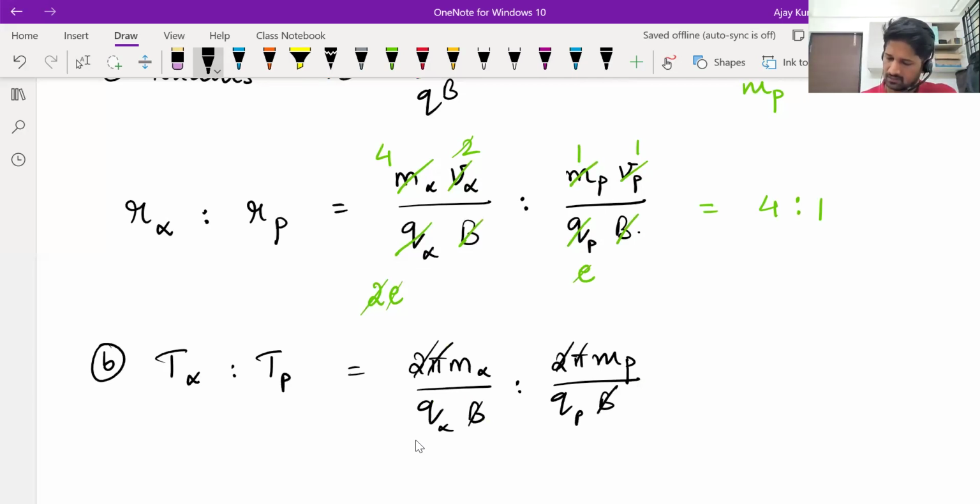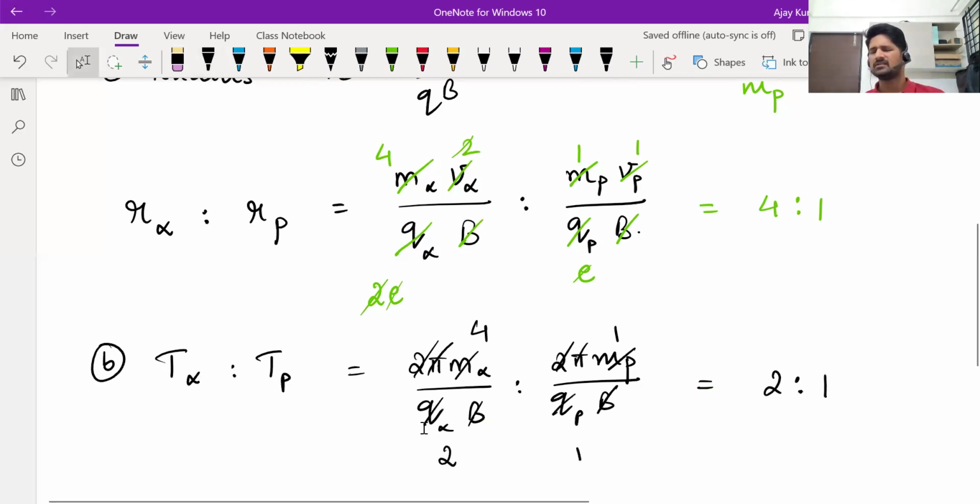Mass of alpha particle to mass of proton, the ratio is 4:1. Charge of alpha particle to charge of proton, the ratio is 2:1. So 4/2 is 2. The effective ratio becomes 2:1. And we had discussed this point in the last class also. The time period of revolution of the charged particle in the magnetic field does not depend on its speed. That is why in the second part of the question, the speed ratio did not matter. When speed increases, the radius also increases. So if speed is more, it will have to cover more distance, but it takes the same time.